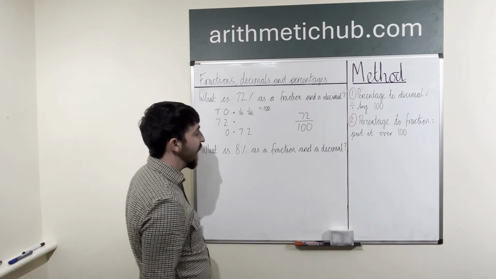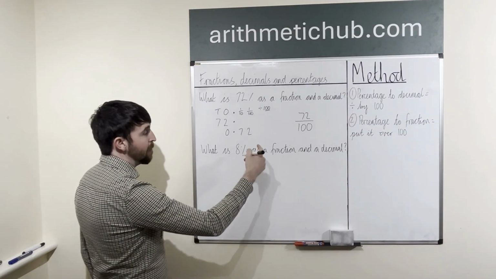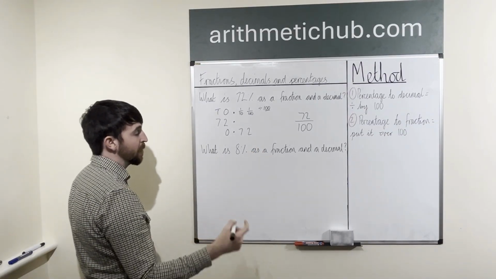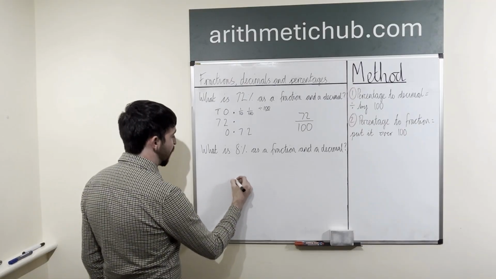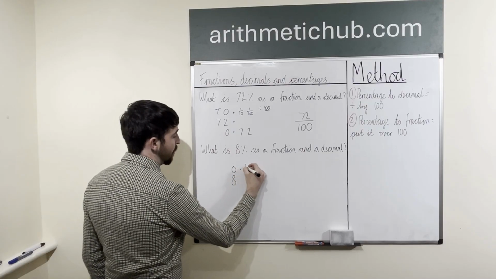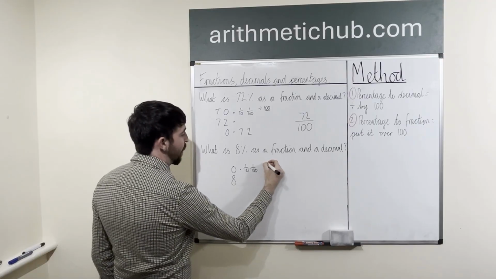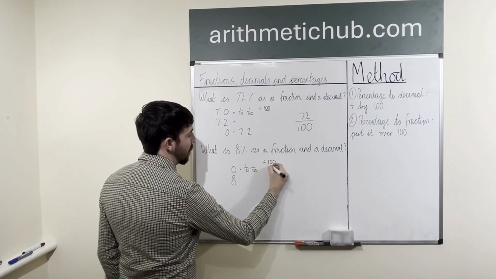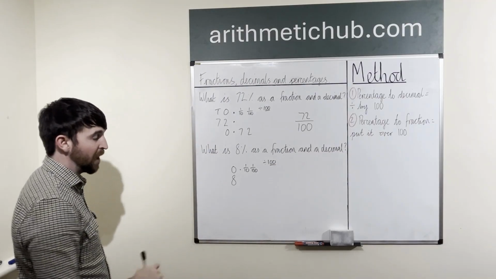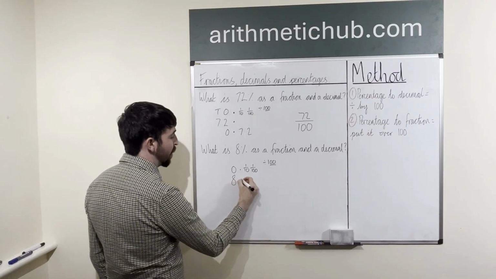Okay, so what is 8% as a fraction and a decimal? So I'm going to use the same method again. Percentage to decimal, I'm going to divide by 100. So I'm going to start off with my 8. I'm going to have my ones column, my decimal point, my tenths, and my hundredths. Again, I'm dividing it by 100. So making it smaller, I'm moving it 2 places because there's 2 zeros in the question. It's going to the right and becoming smaller.